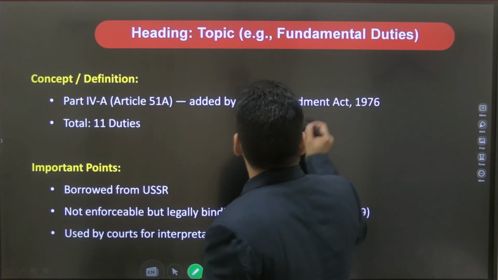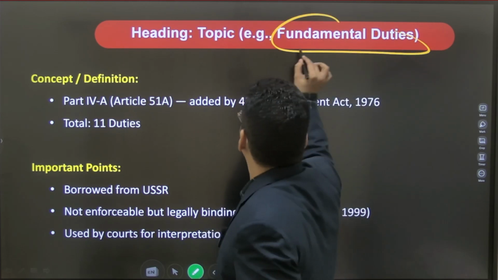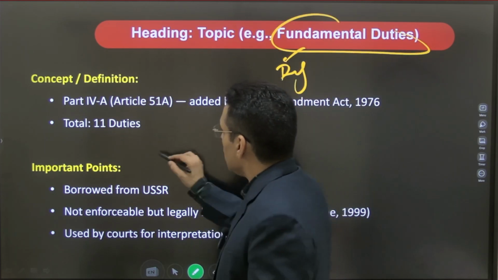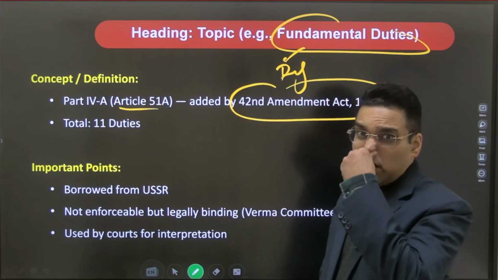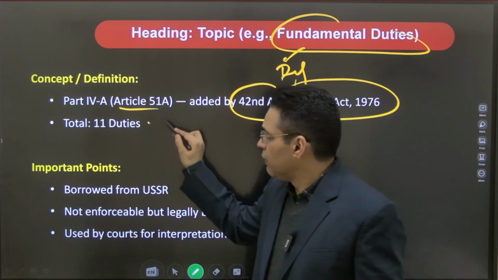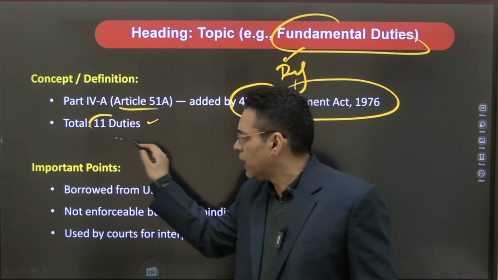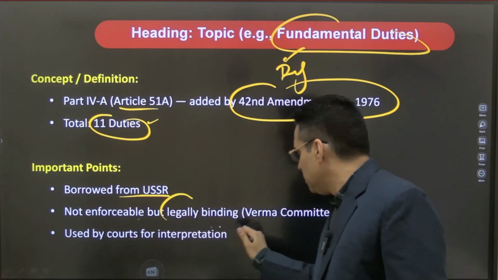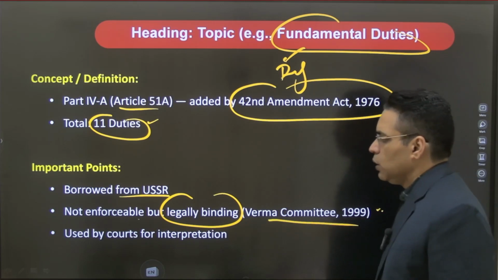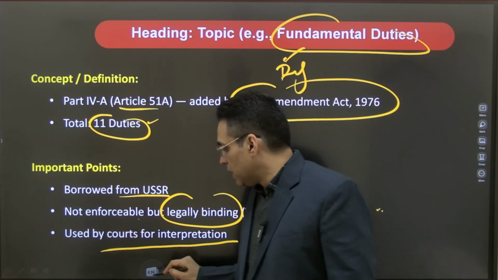Now let's say you chose the topic fundamental duty. You defined fundamental duty in one line. Then you wrote the article. Then you also mentioned when it was added: by recommendation of Swaran Singh Committee, 42nd Amendment, 11 duties. Again, you don't need to write the duties, but okay. Then borrowed from USSR, not enforceable, legally binding, Verma Committee. You can also use some judgments used by court for interpretation.